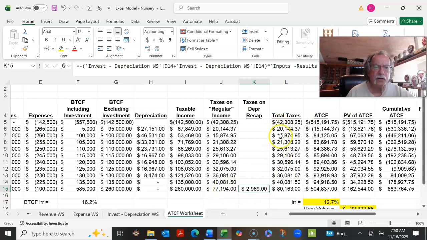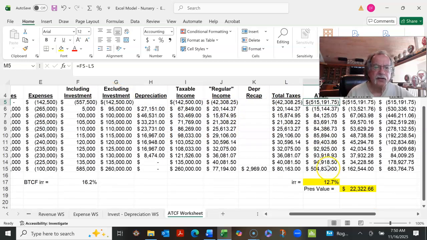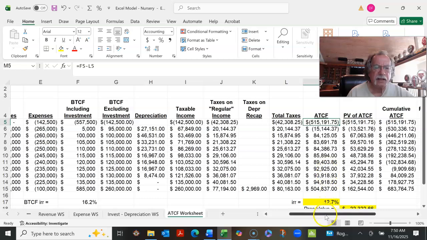We add these two together for our total taxes, and then the holy grail of engineering economics, financial engineering, is after-tax cash flow. And that's before-tax cash flow including investments, column F, minus total taxes. And you should be getting a number that looks like 12.7%. If you're not getting a number that's close to that, you need to be sure that you review with me at some point where the major differences are, because this is the number you should be getting.